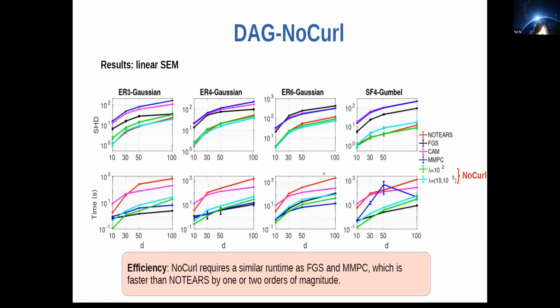So here for the second row, we show the computational time. We can see that we are on par with the fastest method, and we are like 1 or 2 orders of magnitude faster than NOTEARS.